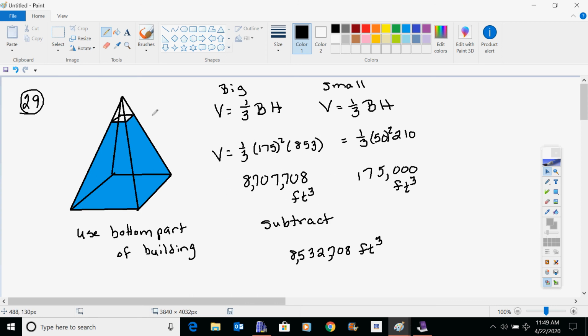Then for the small one, the little piece up top, they gave you that 50 was the length of one of the sides. So the area of this little square is 50 squared, and they said that it was 210 feet high. So this height is the whole height all the way from the bottom all the way to the tip top. So once you found this volume and this volume, you need to subtract those two numbers. And once you've subtracted them, it gives you the usable space in the building. All right, so it's just like the cone problem I just talked about, but there were a lot of words to consider to be able to figure out what they gave you.